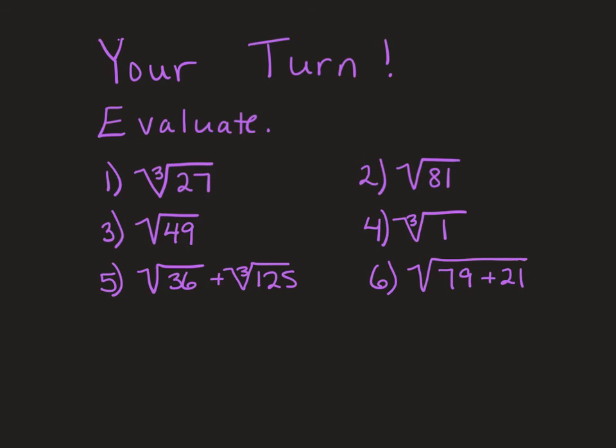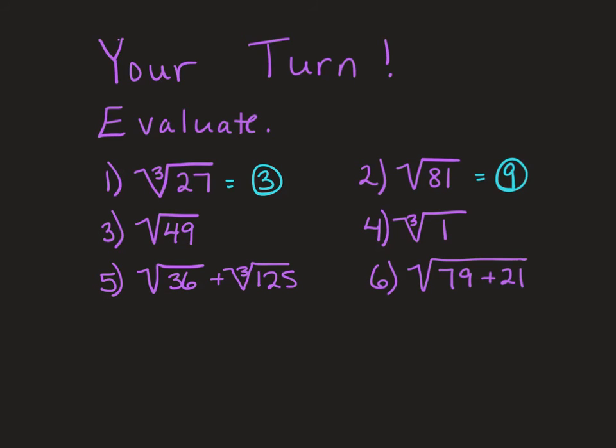Okay, so for number 1, what times itself 3 times equals 27? That would be 3 times 3 times 3. So we'll get 3 on number 1. On number 2, you're thinking what times itself is 81, because it's just a square root. And so that would be 9 times 9. So our answer is 9.